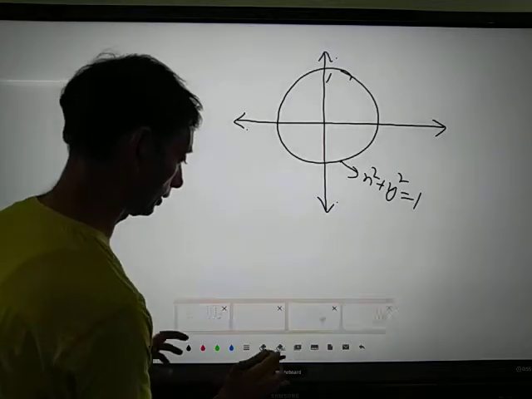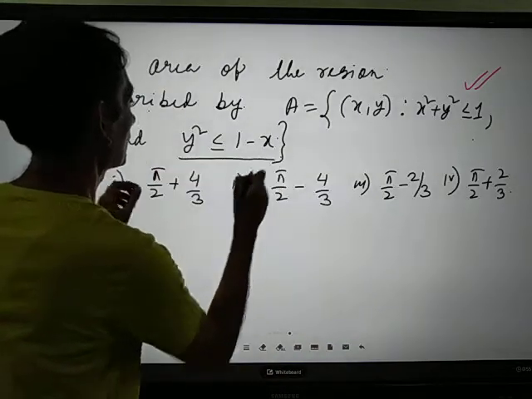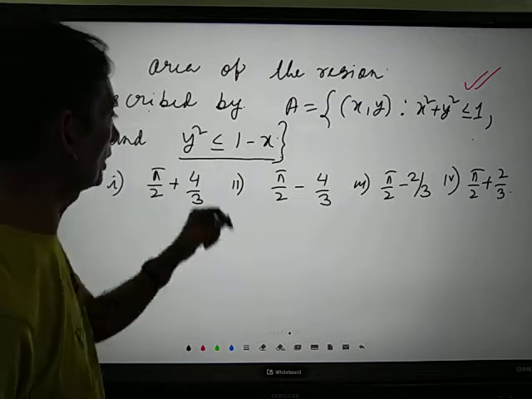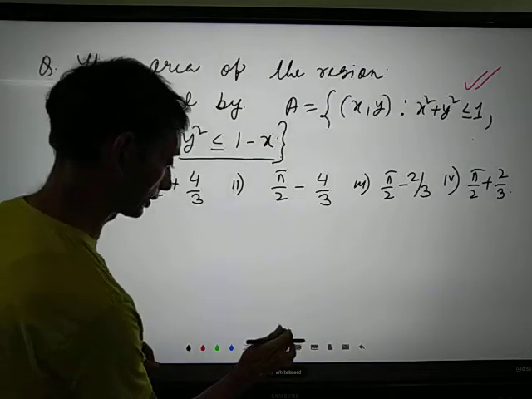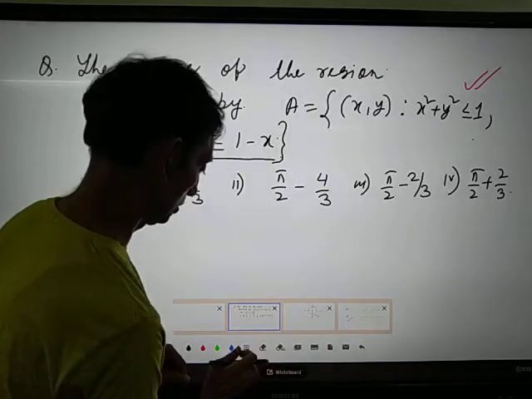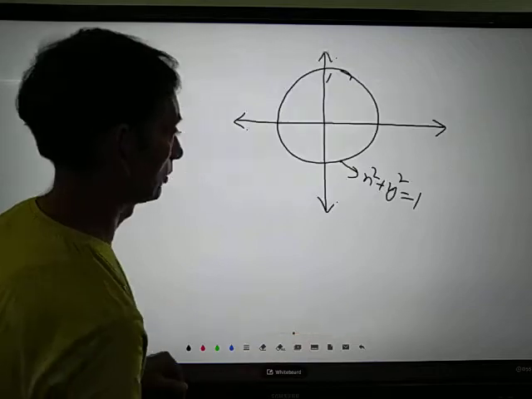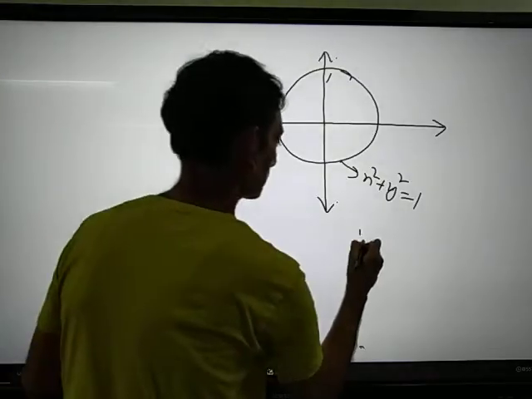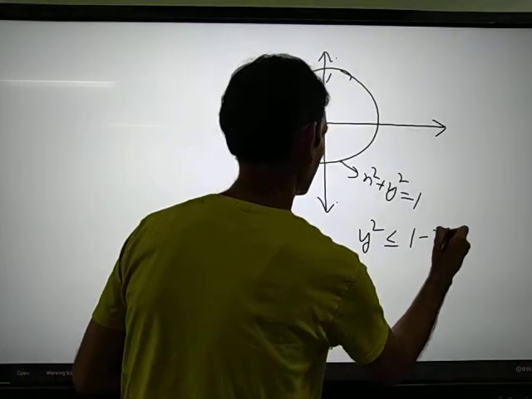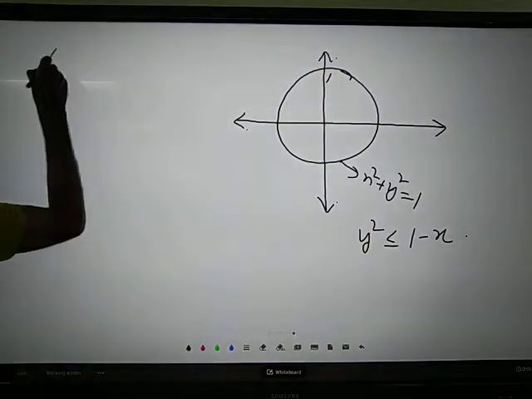And next, what is the other equation? The other curve is y squared less than or equal to 1 minus x. So y squared less than 1 minus x, right? Which is the parabola. So we'll just start with this.